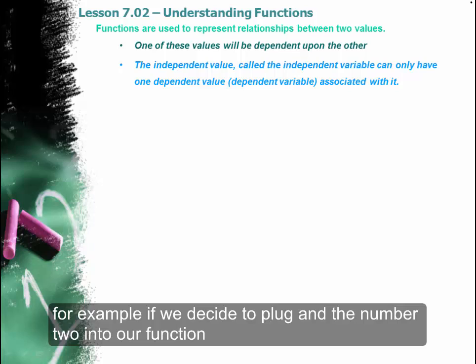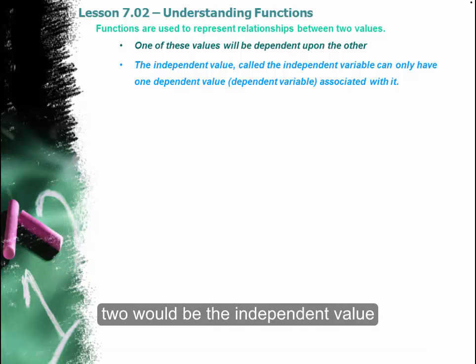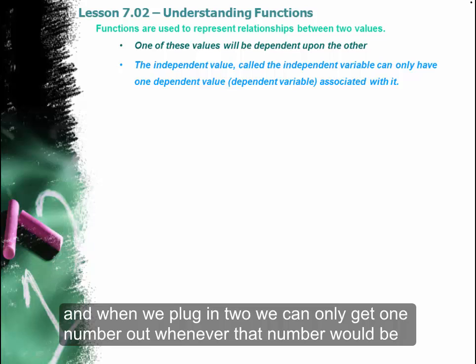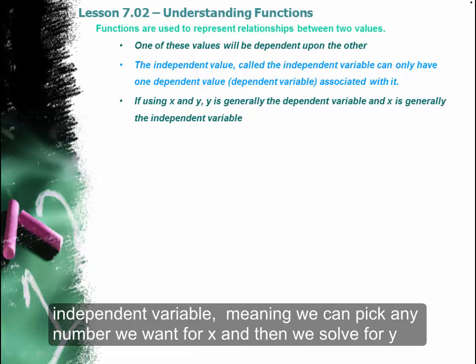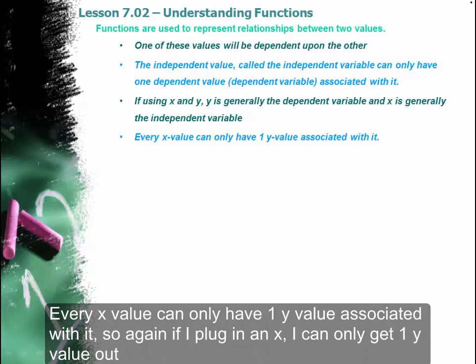So for example, if we decide to plug in the number 2 into our function, 2 would be the independent value, and when we plug in 2, we can only get one number out, whatever that number would be. If we use x and y, y is usually considered to be the dependent variable and x is the independent variable, meaning we can pick any number we want for x and then we solve for y. Every x value can only have one y value associated with it. So again, if I plug in an x, I can only get one y out, so only one number can come out.